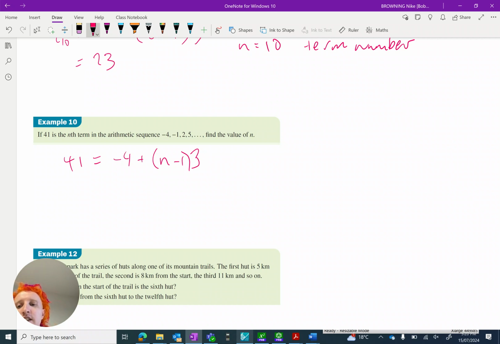We can expand those brackets: -4 plus 3n minus 3. We can take the integers from the right-hand side over to the left. So 41 plus 4 is 45, plus 3 is 48. It's equal to 3n. Divide by 3 to both sides. N is equal to 16. So the value is 16.